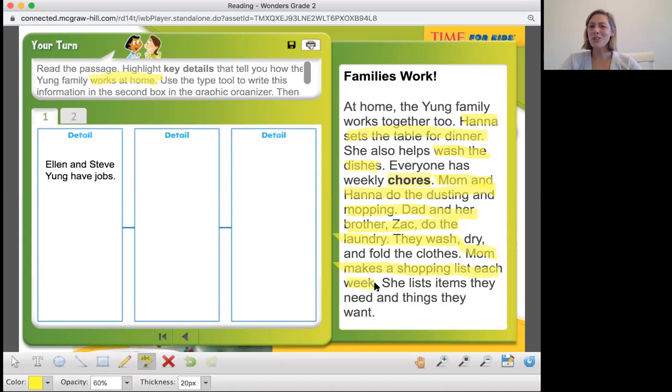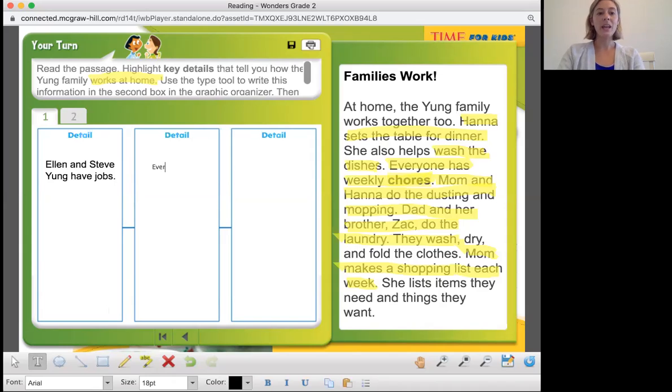But you know what I'm gonna do? Instead of writing all of that down, just like we did with Ellen and Steve Young have jobs, I'm gonna put these into my own words, okay? What is a way that I can combine all of this into like maybe one sentence? What can we say? Yes, we can say everyone has weekly chores. So that is a way that we can talk about all the Young family working at home without typing or writing so many sentences.